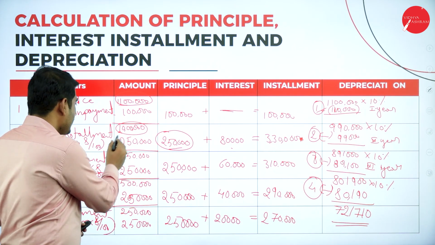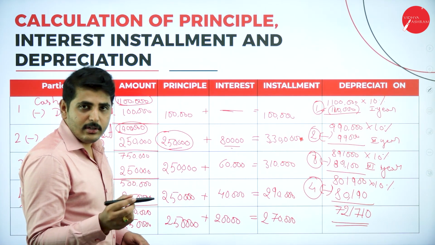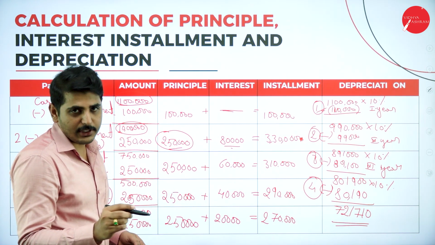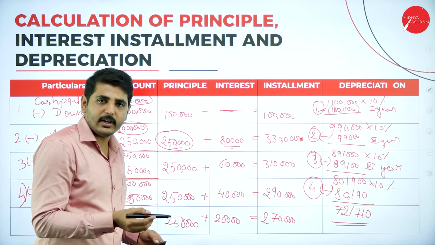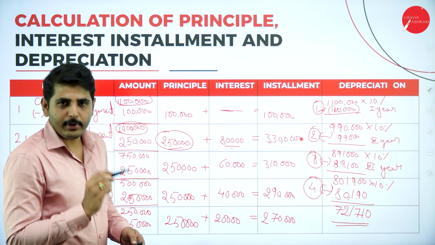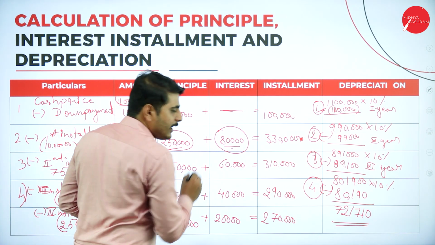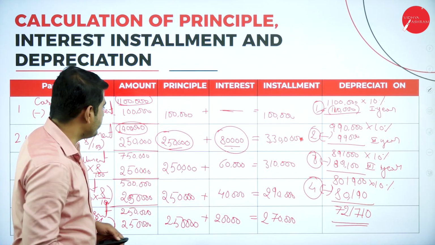Next one, come to the first year installment. First we have to calculate the interest. After calculation of interest, we have to go to the payment of installment. After that, calculation of depreciation, and after that transfer of interest and depreciation to profit and loss account. So now what is the first year interest? 80,000 is the first year interest. So we have to show interest is due.